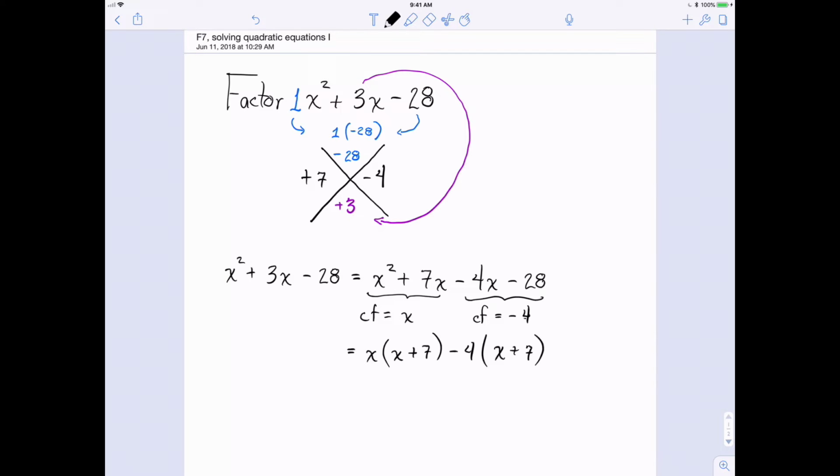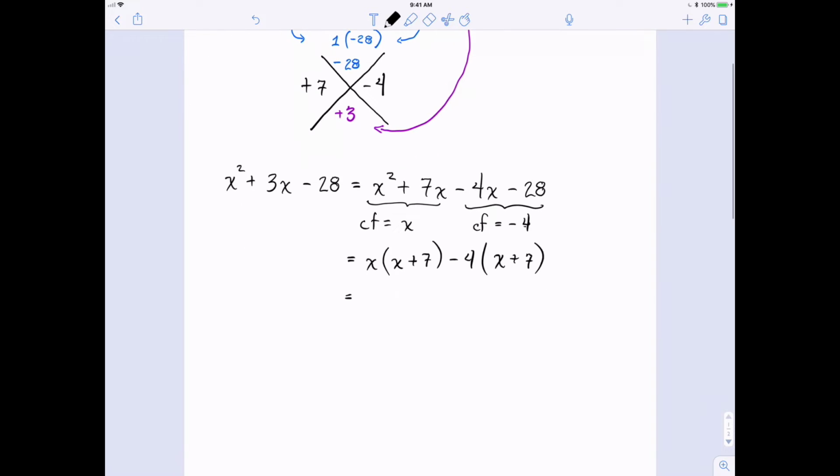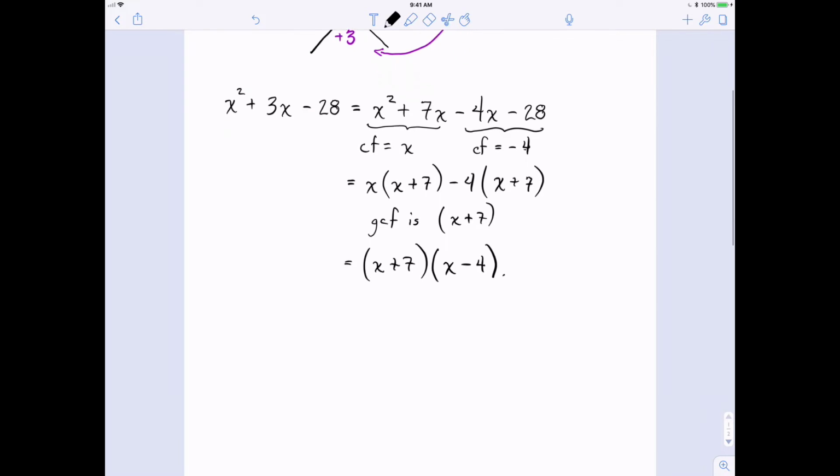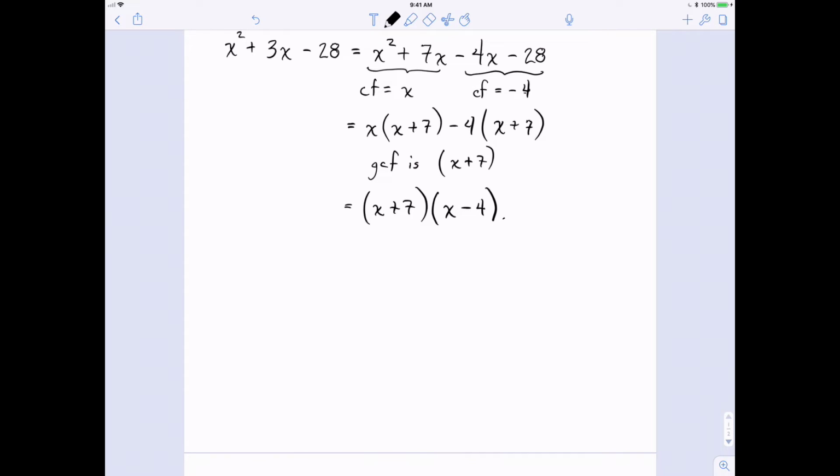So now, as a result of our factoring by grouping, we have a new greatest common factor. Notice this, we have a greatest common factor now of x plus 7. So we take that out, and we're left with x minus 4. And that is how you factor x squared plus 3x minus 28. Now, we're going to need that in a moment, but now let's change the problem just a bit.